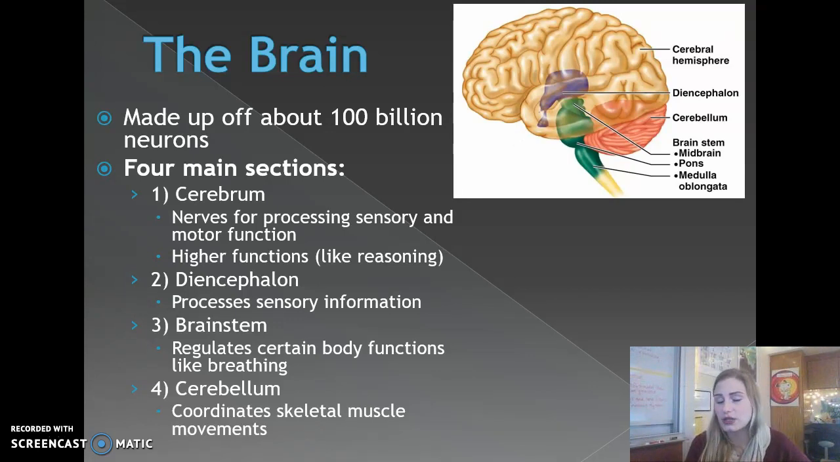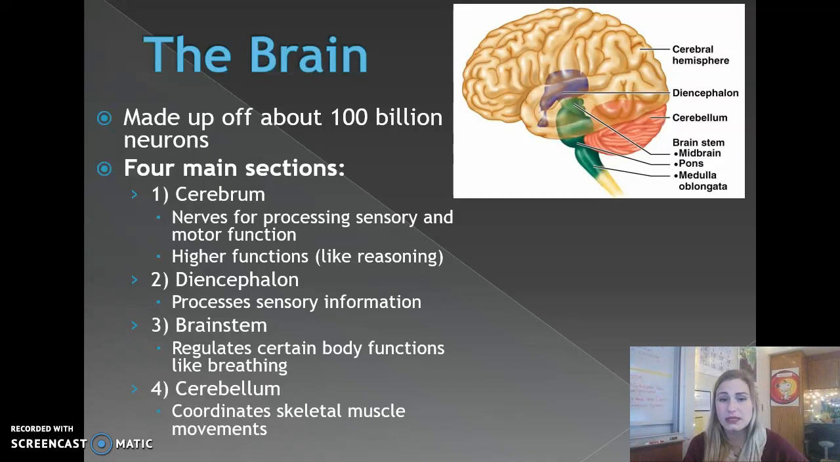So our four main sections: the cerebrum, the diencephalon, the brainstem, and the cerebellum. The cerebrum is going to be all of the orange matter that we have there. The diencephalon is going to be the pink. The brainstem is going to be that green, and the cerebellum is the pinkish.